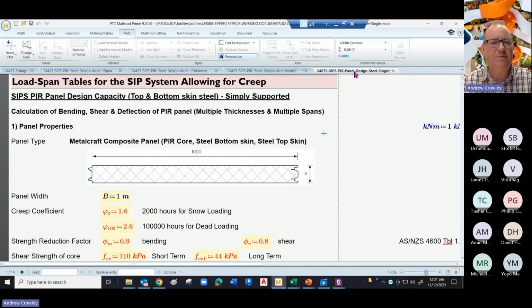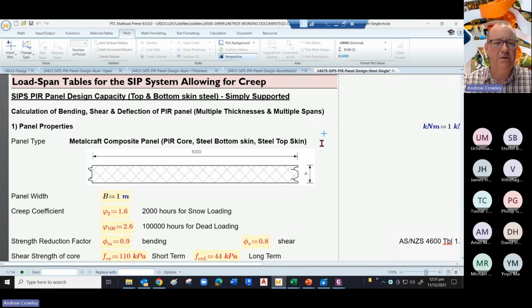Just for a super bonus, and hopefully my battery will stand up to this, we're looking at creep. So a different project asked me to look at the snow loading and take snow loading as a long-term load.